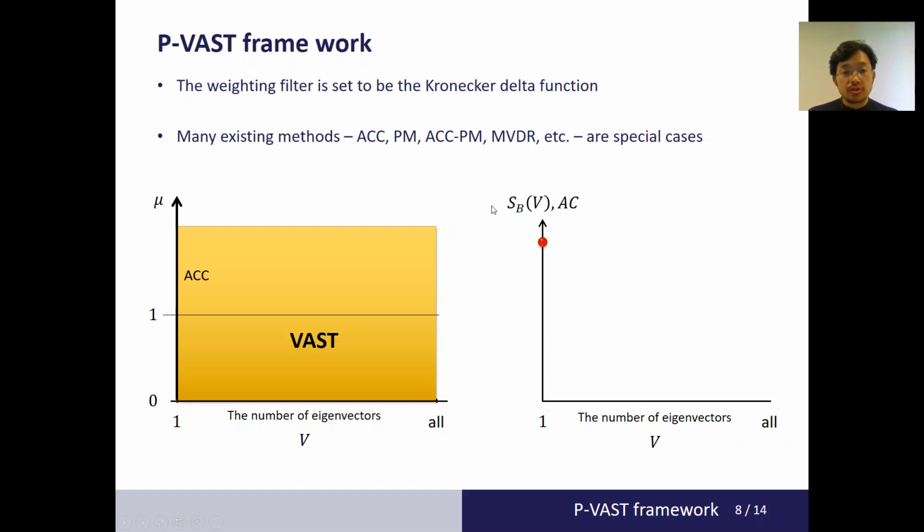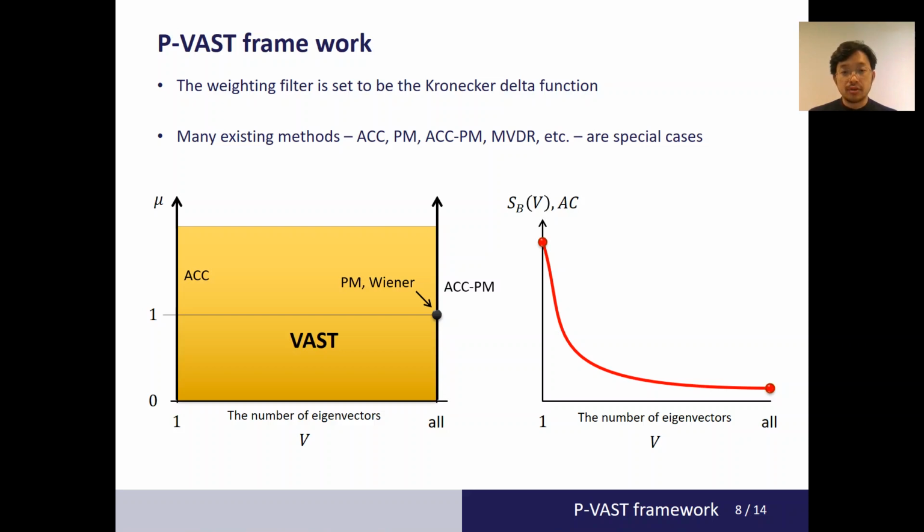And if we use all eigenvectors and we set mu equal to 1, it will be the pressure matching solution. This gives us very small acoustic contrast, but also it guarantees very small signal distortion. Interestingly, these are the boundaries for signal distortion and acoustic contrast. So by tuning this V and mu, the user can have various control filters depending on their preference.